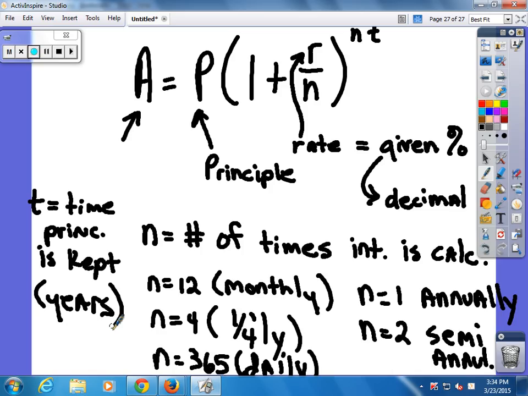6.5. Okay? And there are questions on tests and homework. I'm not saying this is homework. There are tests that will say, you keep your money in the savings account for 6 months, it's compounded monthly. So N would be 12 and T would be 0.5 or 1/2. Because how many years did you keep it in the bank? Half a year. 6 months.